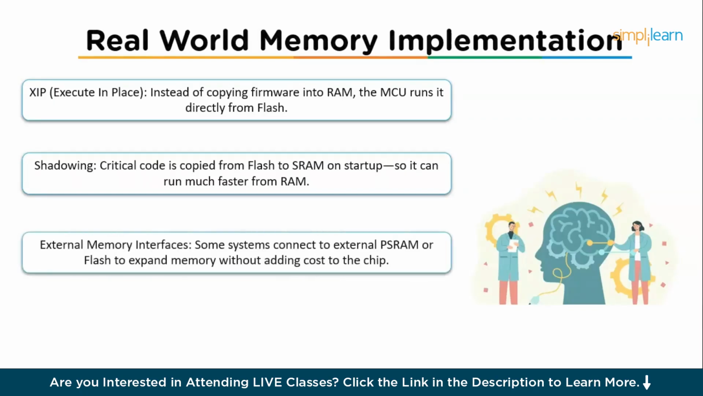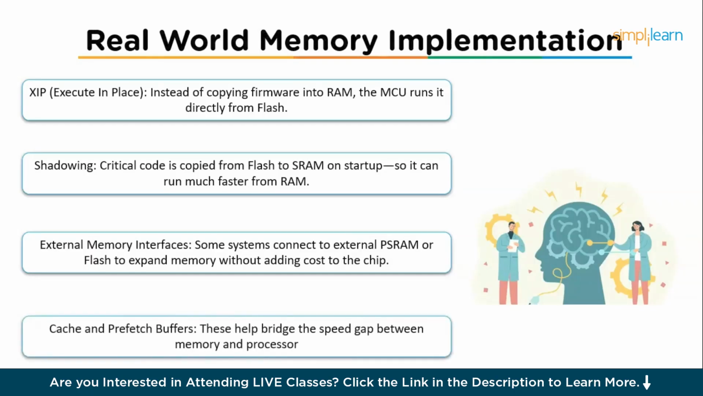Then we have external memory interfaces. Some systems connect to external PSRAM or flash to expand the memory without adding cost to the chip. Then we have cache and prefetch buffers. These help bridge the speed gap between memory and processor without the developer doing much. All these techniques help embedded devices run faster and smarter without needing massive hardware upgrades.